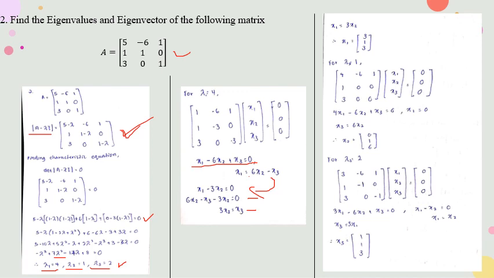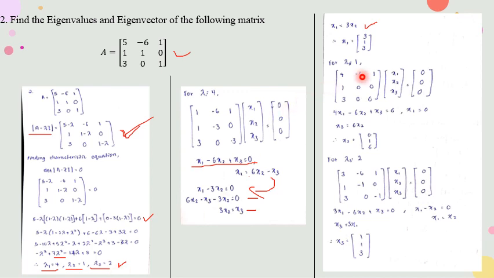Hence, we can conclude that if we substitute the x3 with 3x2 here, then we can find that x1 equals 3x2. Hence, the first eigenvector is 3, 1, 3.